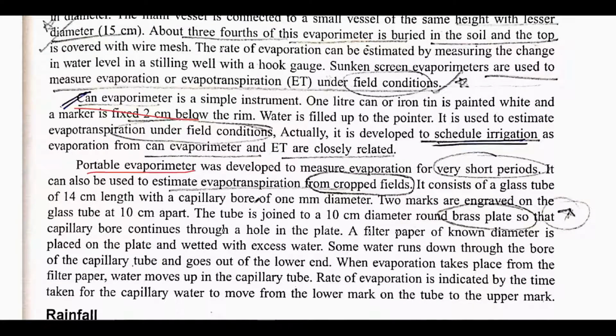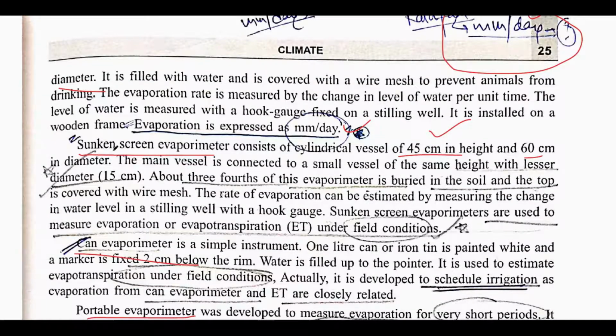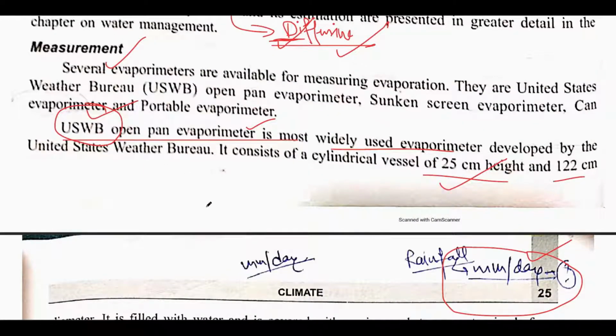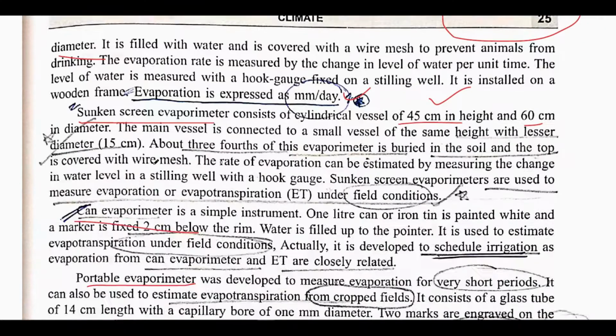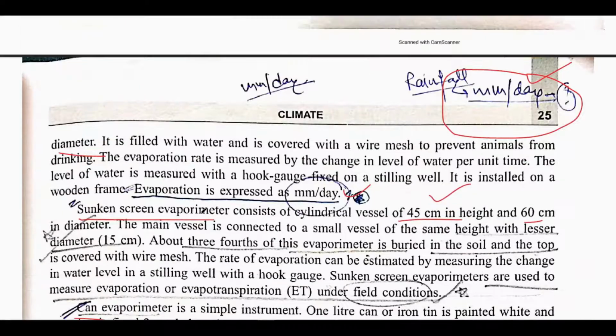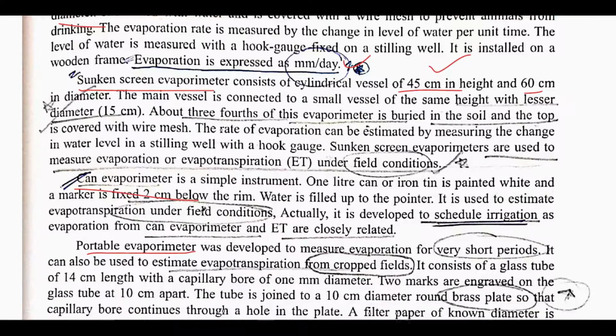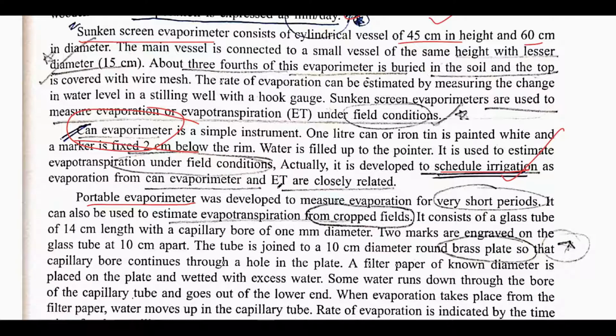The other instrument is the portable evaporimeter. Out of all these evaporimeters, like the portable evaporimeter, Canny evaporimeter, sunken screen evaporimeter and USWB pan evaporimeter, except the USWB pan evaporimeter, all can be used in crop fields. The sunken screen evaporimeter, Canny evaporimeter and portable evaporimeter can be used in crop fields, but the USWB pan evaporimeter is not used. While for scheduling of irrigation, the Canny evaporimeter is used. This is very important, so you must remember that for scheduling of irrigation, the Canny evaporimeter is used.